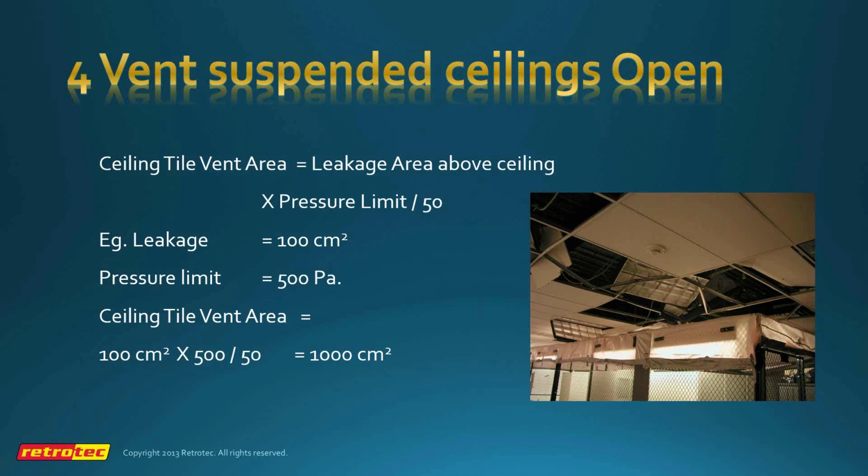Here's the suspended ceiling, a little calculation here that shows you how to determine whether you have enough venting. So the pressure that blew the ceiling out could be created by a tight ceiling and a big hole above it, and it's using the ceiling as the vent path. The second thing is just the velocity of the agent coming out of the nozzles is sufficient to displace the ceiling tiles.